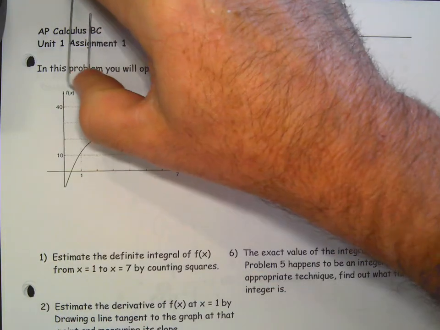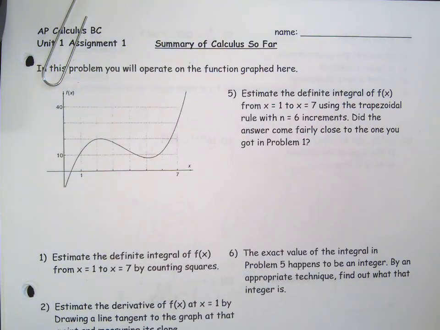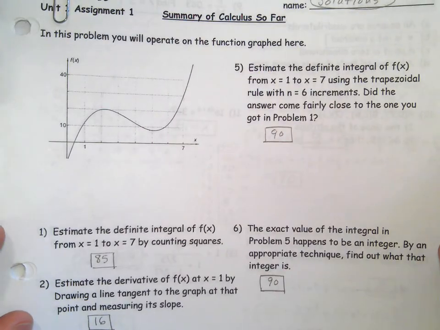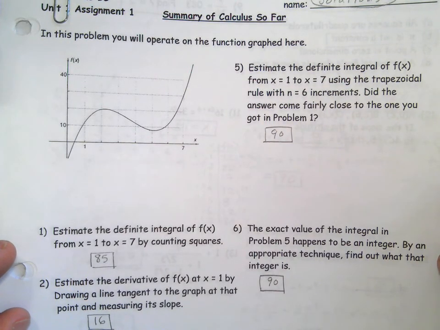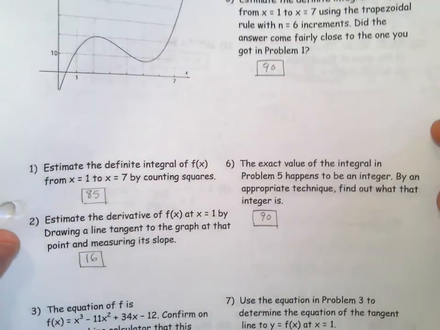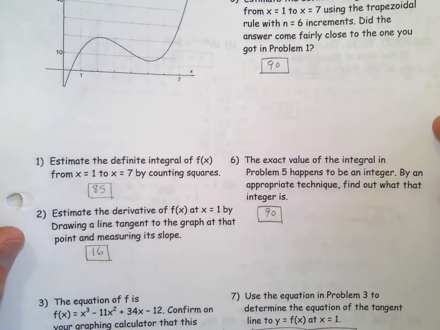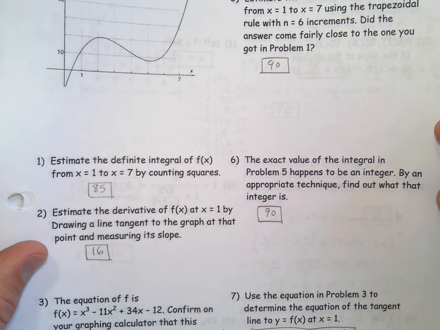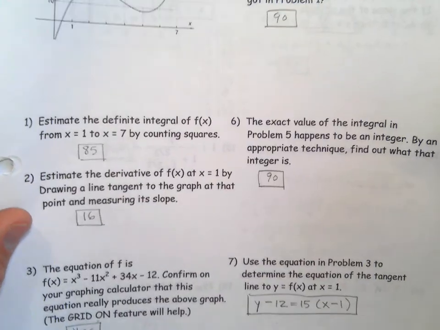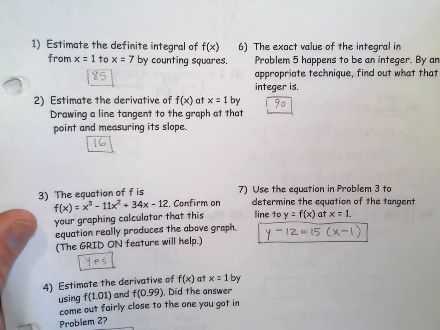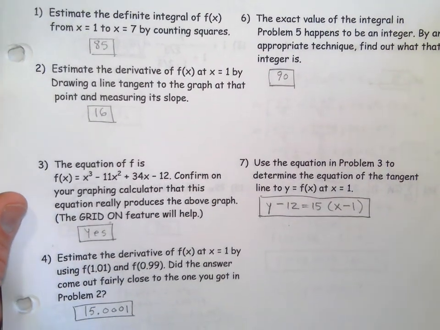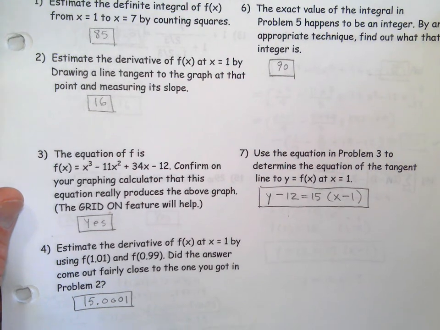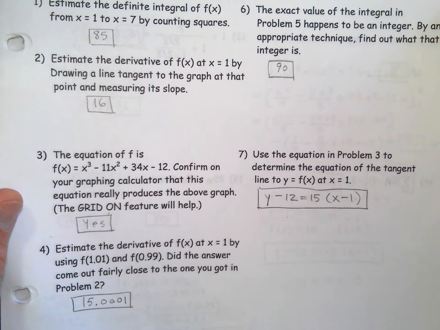All right. BC, Unit 1, Assignment 1, summary of calculus so far. So here are the answers. You should have checked these already, but some of your answers might vary a bit just because they're using some estimation techniques and trying to roughly count squares or rise over run. So you should have answers close to some of these. Some of these are exact. So pause it, check them all.